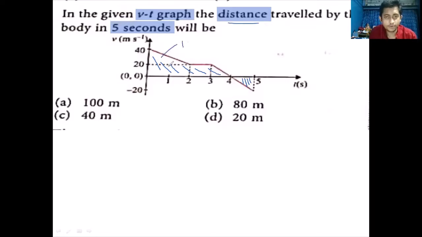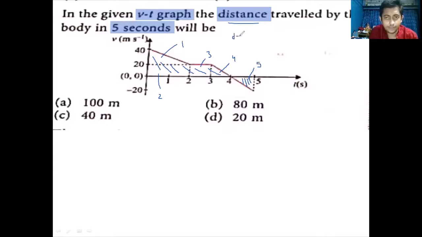So this is the first shape, triangle. This is the second shape, rectangle. This is the third shape, rectangle. This is the fourth shape, that is triangle. This is the fifth shape, which is triangle. The area of all these shapes will give us the final distance.